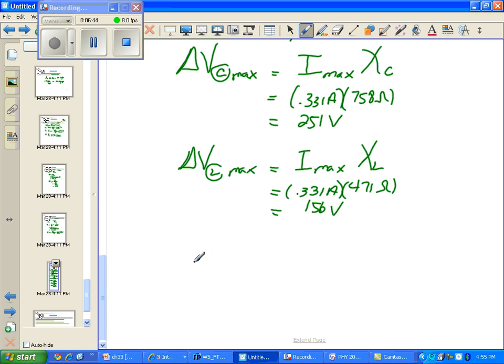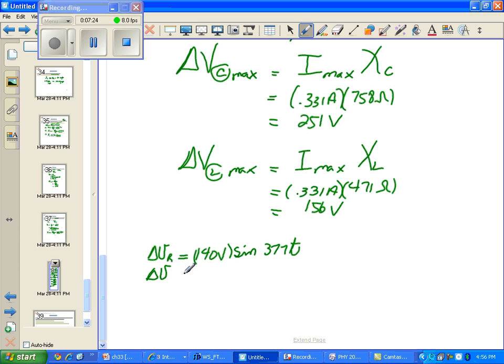Then the second part of this question asks us to determine the instantaneous values. Well, these are the values as a function of time. Delta v sub R is given by delta V R max, 140 volts, times the sine of omega t, but omega was 377 times t. So as a function of t, we need to have a t in there.